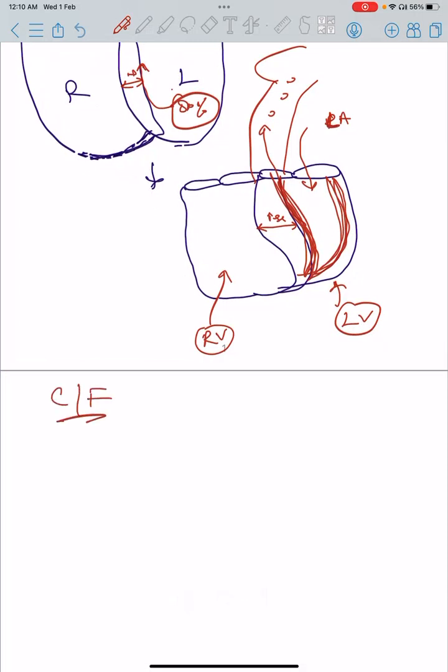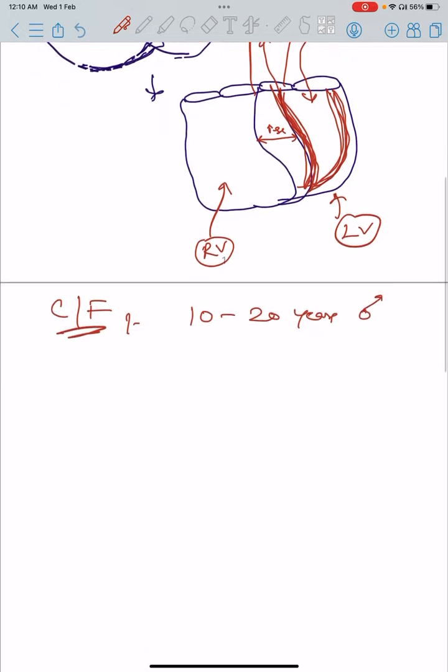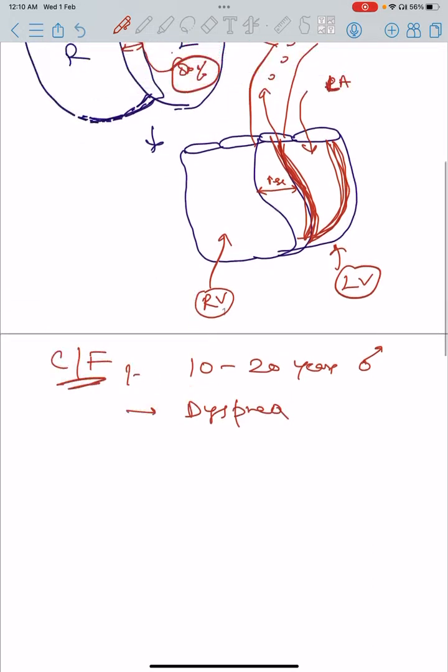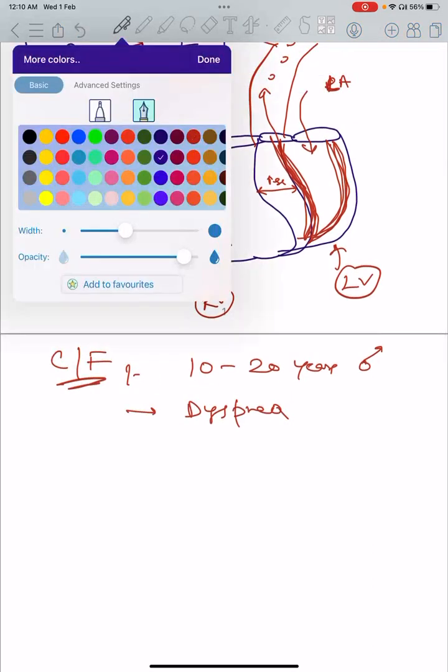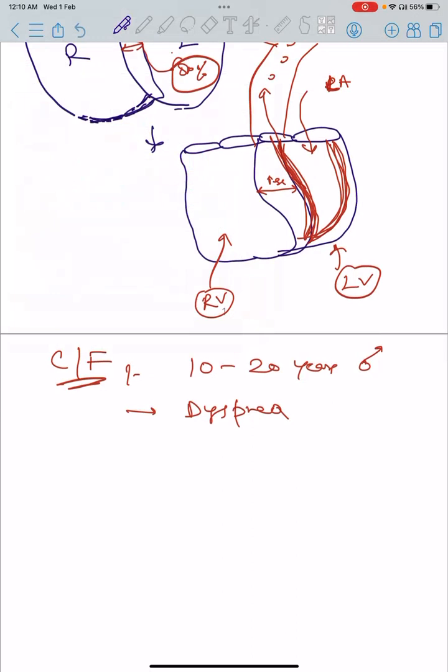Now the clinical features. This is most common between the ages of 10 to 20 years, mainly affecting males. The early symptom is dyspnea, because the amount of blood needed by the body is hampered and the amount of blood reduces by half. That's why there are features of hypoxia or dyspnea.